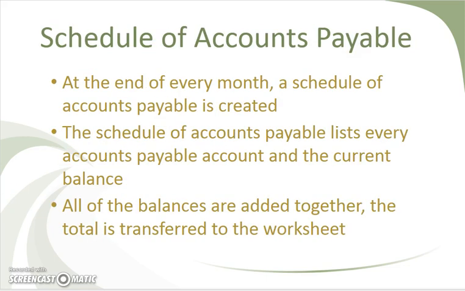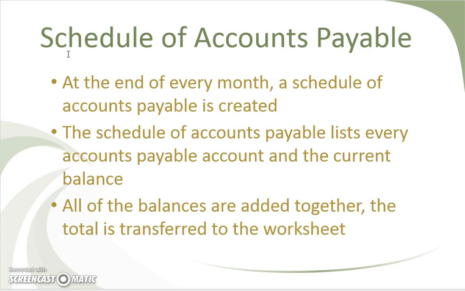When does this happen? It happens at the end of every single month. So these transactions get sent from the special journals. They get put into the subsidiary ledgers. The accountant keeps track of all of the ledgers for every accounts payable and accounts receivable account. They update the balances throughout the month, and then at the very end of the month they create this thing called a schedule of accounts payable or a schedule of accounts receivable. And the word schedule is just a fancy term for list. And that's really what it is. It's a list of every single accounts payable or accounts receivable along with its current balance.